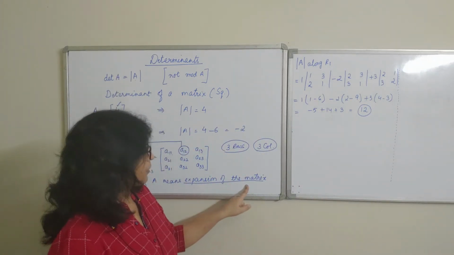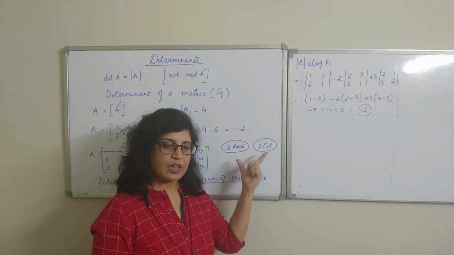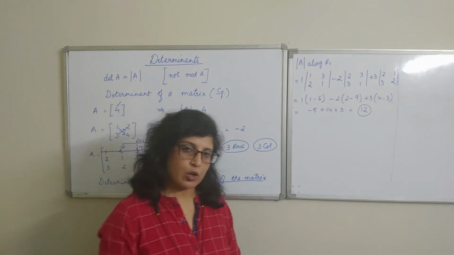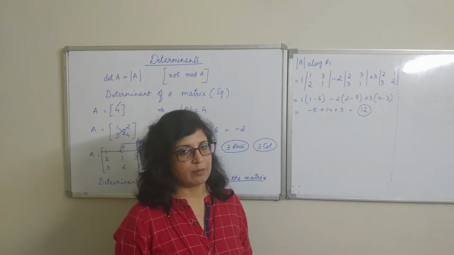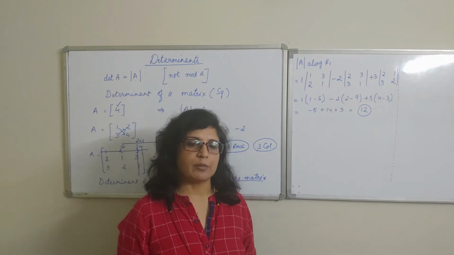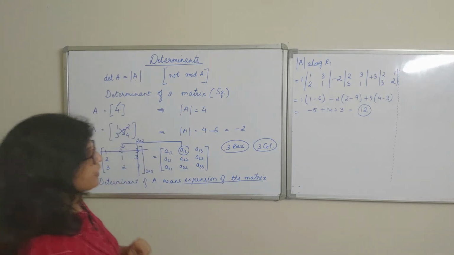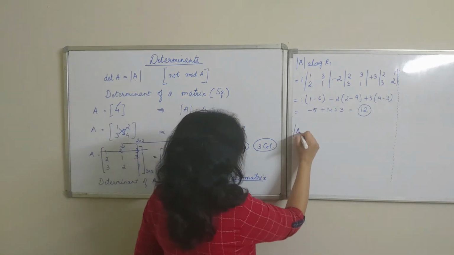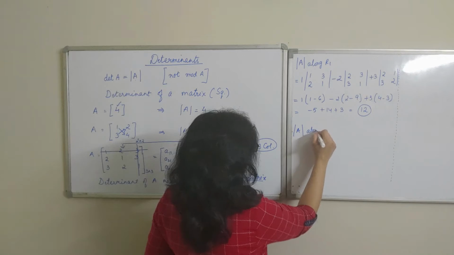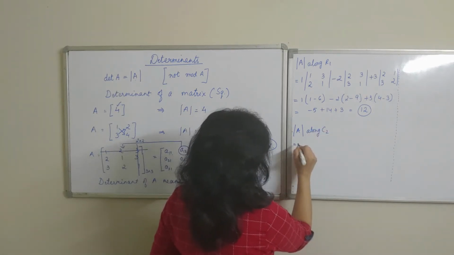Since the expansion of the matrix can take place in 6 ways, whichever way, along whichever column or row we expand the matrix, the value of the determinant does not change. So now let us expand it along the second column. Let us find out the determinant along column 2.